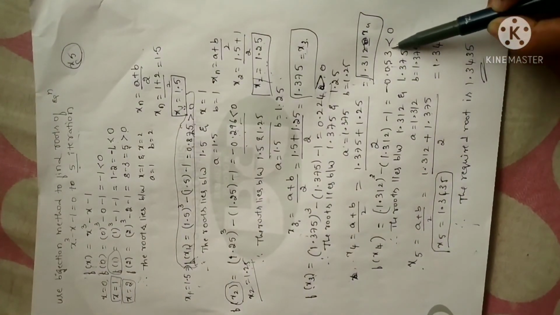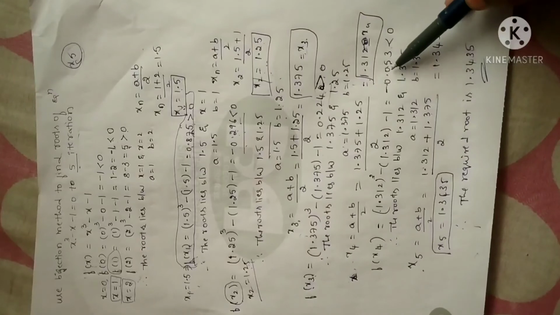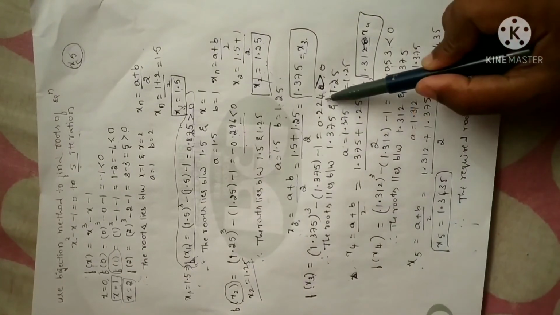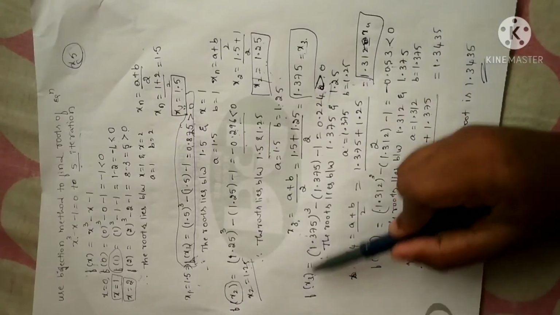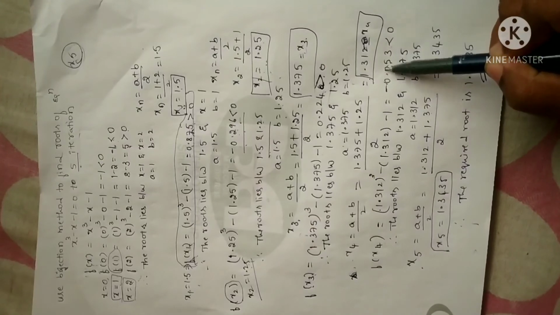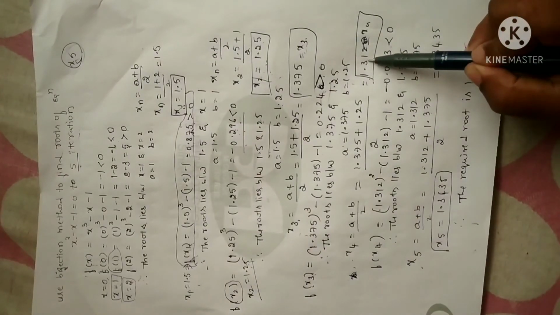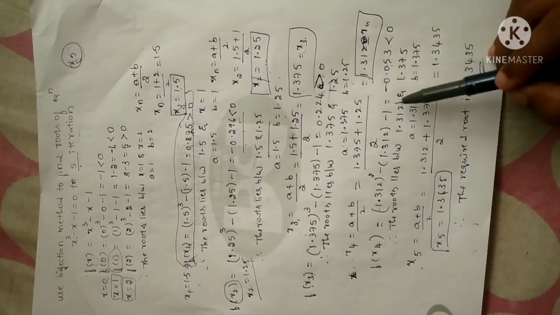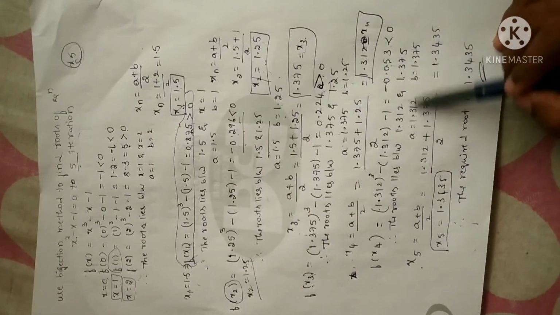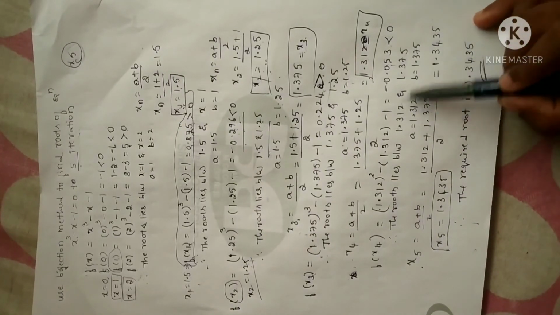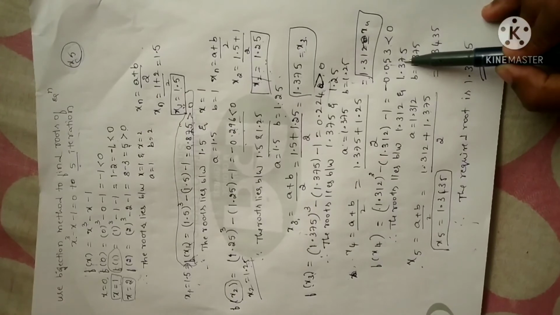Since it is negative, we have to search for the positive value in its previous step. Now look at the previous step, f of x3. I have a positive value for x3, which is 1.375. Here I have a negative value for x4, which is 1.312. Therefore, the root lies between 1.375 and 1.312. That is what I have written. Either you can take the first value as a or b, or you may exchange the a and b values. Anyhow, you will get the same solution.